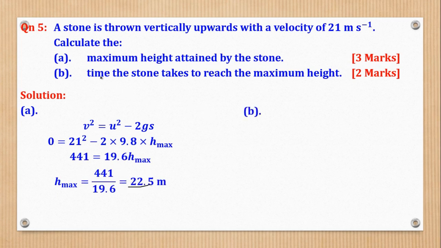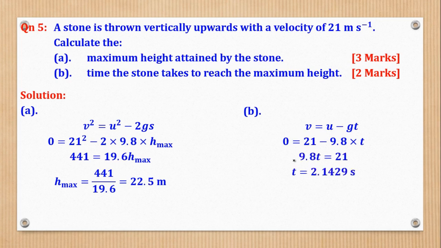Then for part B, the time the stone takes to reach the maximum height. From the first equation of motion, we know final velocity is 0, initial is 21, g is a constant, so I can make t the subject. And that would be the answer they wanted.